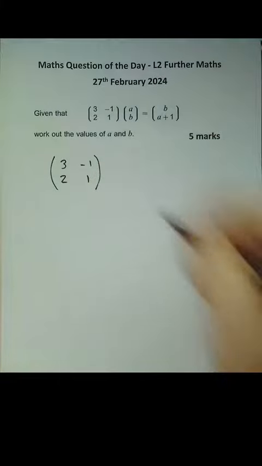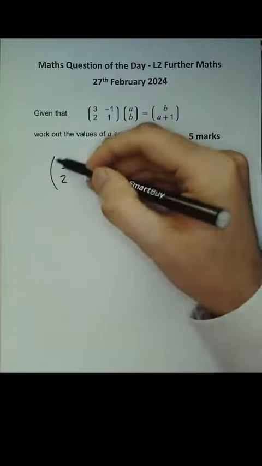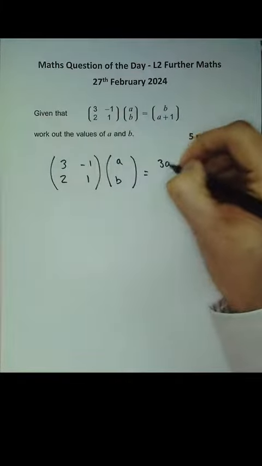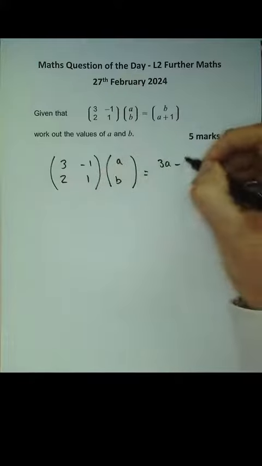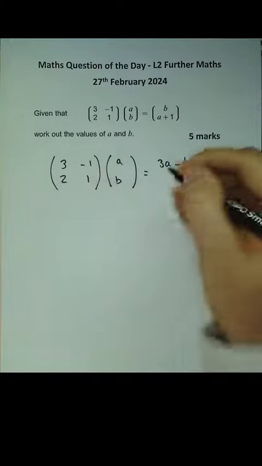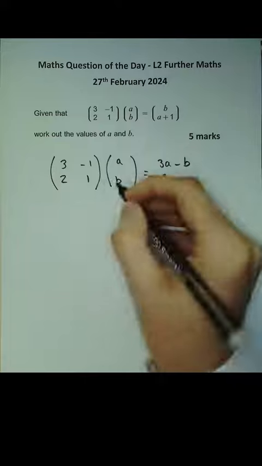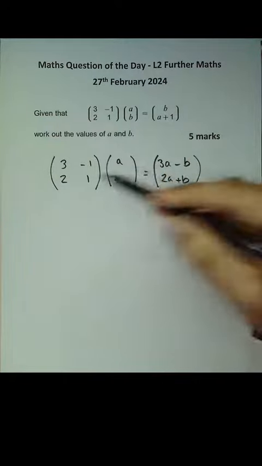what we get. So first thing I'm going to do is write 3, -1, 2, 1, our matrix, and we're multiplying it by this vector AB. So AB, and I'm going to do this matrix multiplication myself. So remember, multiply the rows by the columns. I have 3 times A, that's 3A, minus B. And if we do 2 times A, that's 2A, and 1 times B is B, so plus B. Okay, this is what we get when we multiply the matrices.